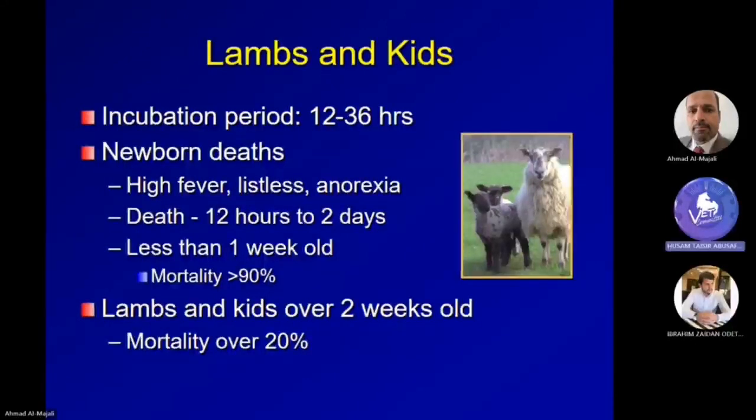Animals that are a little bit older may show more resistance. However, the mortality is still 20%. The mortality in animals that are less than 1 week may reach 90%, even 100%. Mortality after 2 weeks of age, meaning after they pass 2 weeks of age, may be around 20%. And still, this 20% is very high mortality.